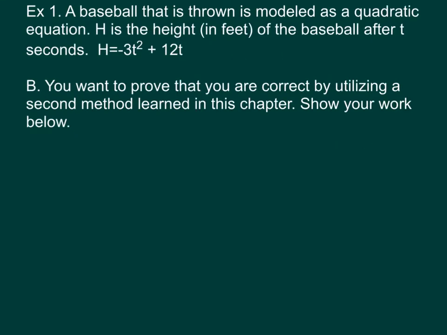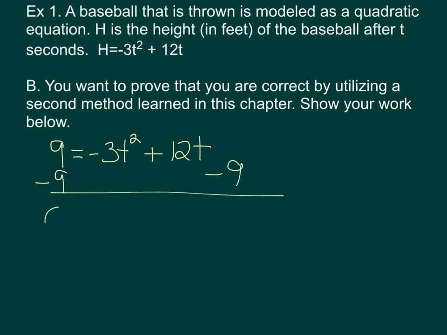Now, it asked me to prove that I was correct by utilizing a second method learned in this chapter. Show your work below. Okay, so I know that I'm going to set the height equal to 9, and I'm going to leave this equation the same, negative 3t squared plus 12t. Now, I can't do what I want to do with this right now. I need to go ahead and move that 9 to the other side. So I'm going to subtract 9 from both sides. When I do so, I get negative 3t squared plus 12t minus 9.